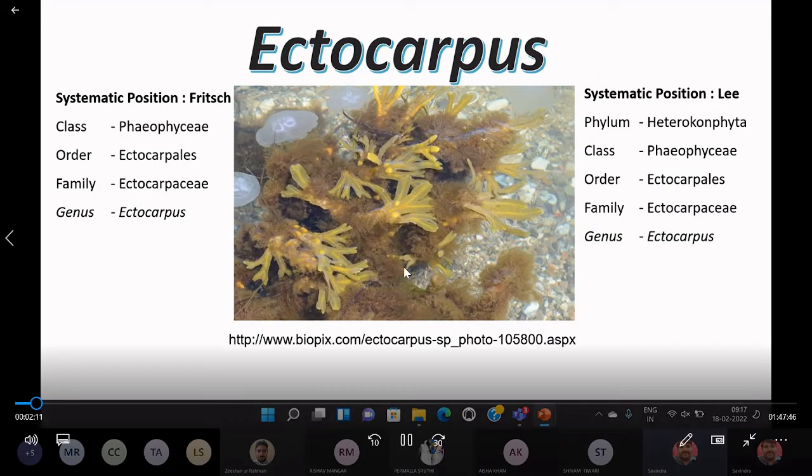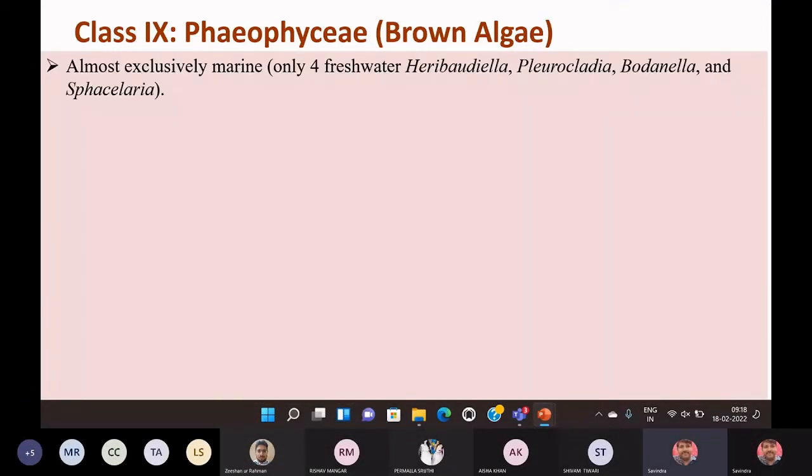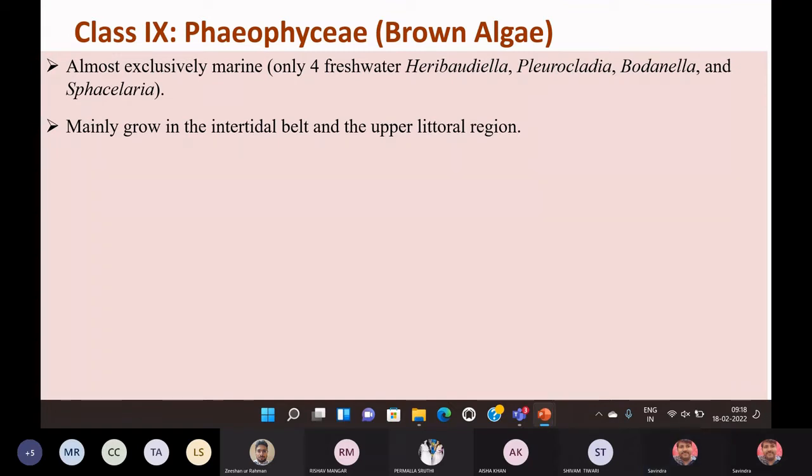So just have a quick revision about Phaeophyceae before starting Ectocarpus. The most important thing is that they are almost all marine, meaning it is very rare to find them in fresh water. They mainly grow in the intertidal belt and upper littoral zone. Otherwise, if you go into deep water then you will find the red algae, and in the exposed area of the sea, you will mainly find green algae.